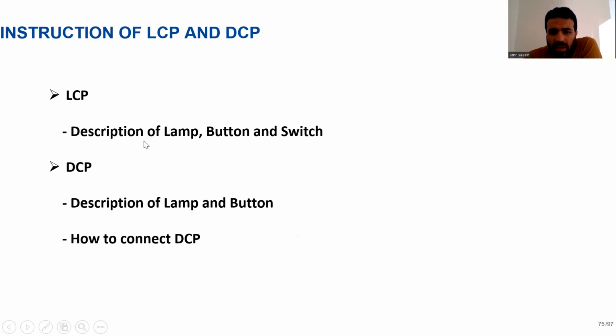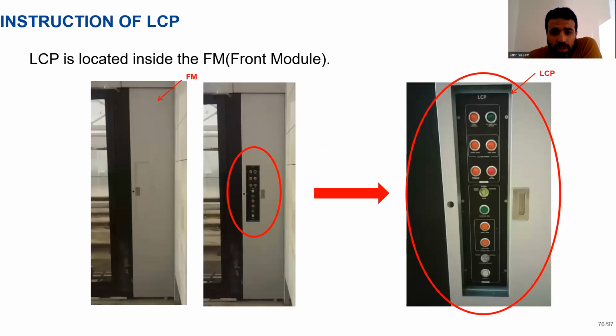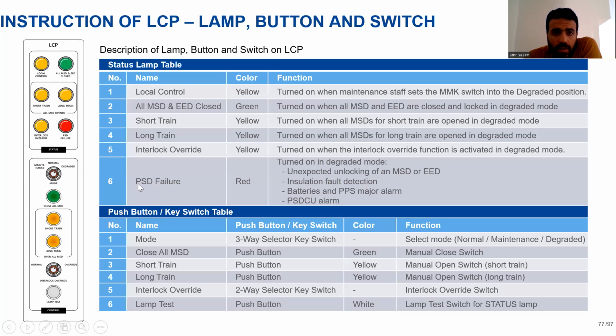For LCB, you will find lamp button switch, or for DCB also the same, and you have to know how to connect DCB to the blocking or DCB socket. This is another photo of LCB located here in front module in the platform. It's clear? Wow, it's a little bit long, but we have to explain as much as we can.